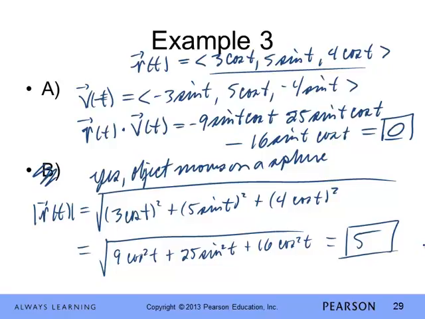And if you wanted to find the velocity and the speed of the object, you can simply find the magnitude of v for your speed and take the derivative of v to get your acceleration.